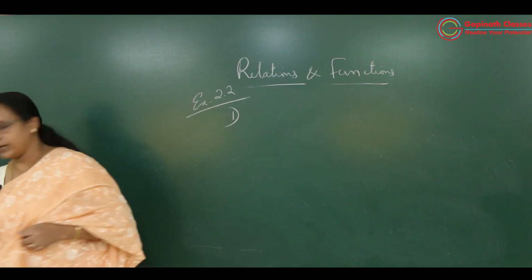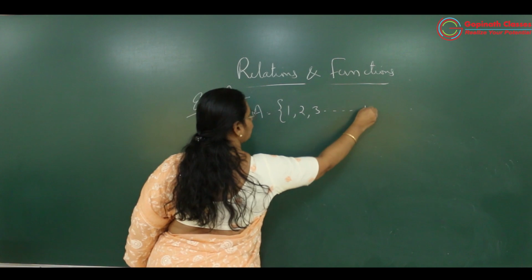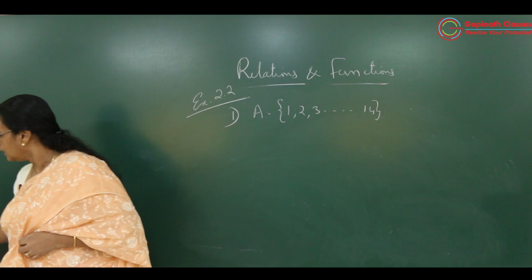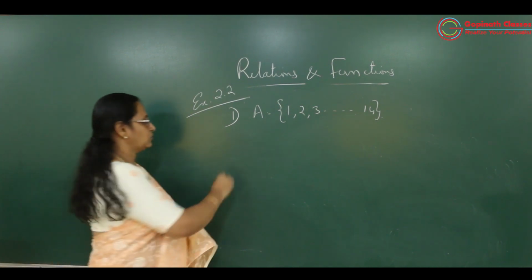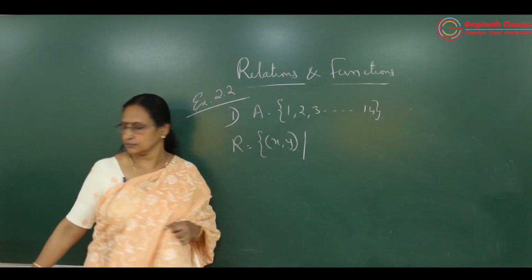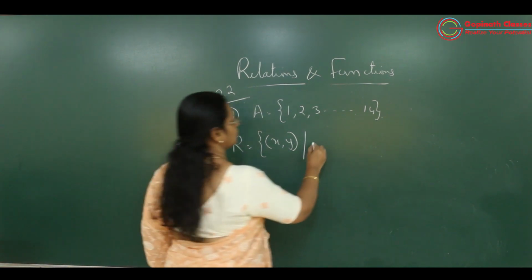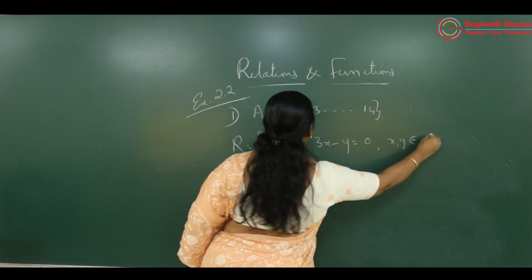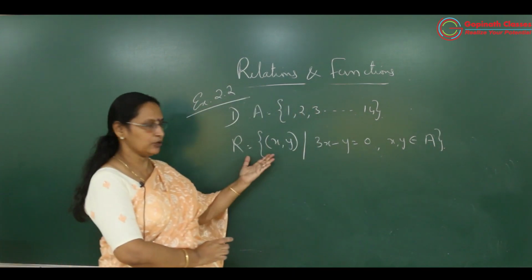Okay. A is 1, 2, 3 up to 14. We know in set theory we can put dots. Define a relation from A to A such that R is equal to the set of (x, y) such that 3x minus y is equal to 0, where (x, y) belongs to A. Yes, all these symbols you have studied.